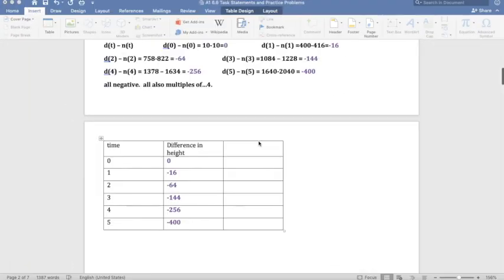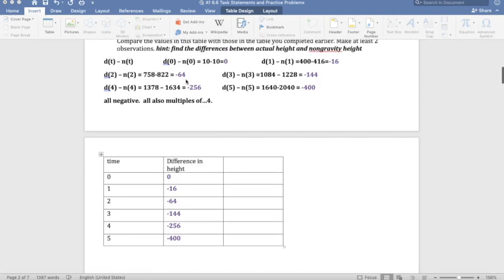Okay, so here is our table. So I just jotted this up because that's what I would have done in class. So 0 seconds and our difference in height. So at the beginning, there's no difference. After 1 second, it was negative 16 difference, and after 2, it was negative 64. So all these numbers are negative. Cool. They're also all multiples of 4. Well, do they have any other common multiples, or common factors? Are they all multiples of some other number?